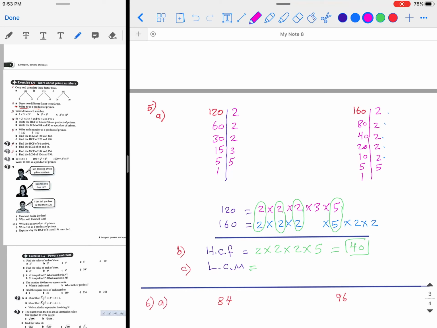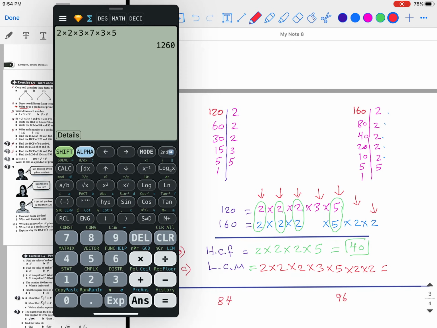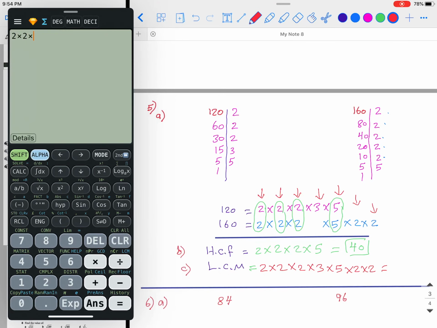In the same way that we did before, we have here one line, that means 2. Another line, I will take from it 2. Here this line 2 also. Here I will take 3. Here I will take 5. And here I will take 2. And here also I will take 2. You can use your calculator, of course. Here you have 2 by 2 by 2 by 3 by 5 by 2 by 2. You will get 480.